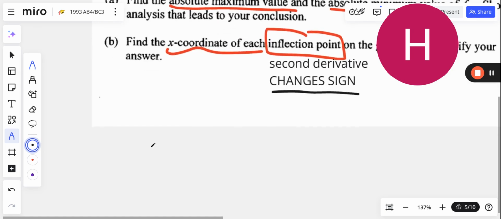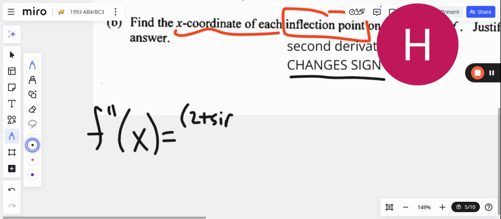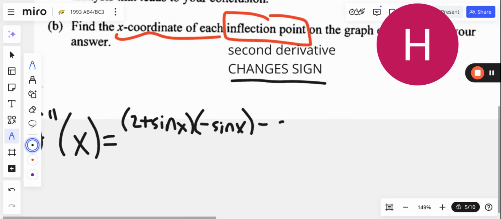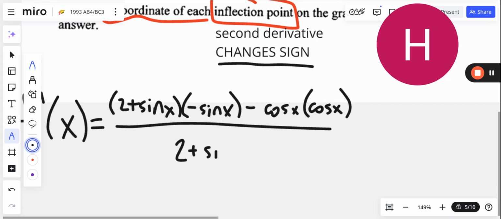So let's find the second derivative by taking the derivative of the first derivative. This is going to be the quotient rule. So we're going to use low d high, so 2 plus sine of x, times d high, the derivative of the top, which is negative sine of x, minus high d low, so minus cosine of x, times the derivative of 2 plus sine of x, which is also cosine of x, over the low squared, so over 2 plus sine of x squared.